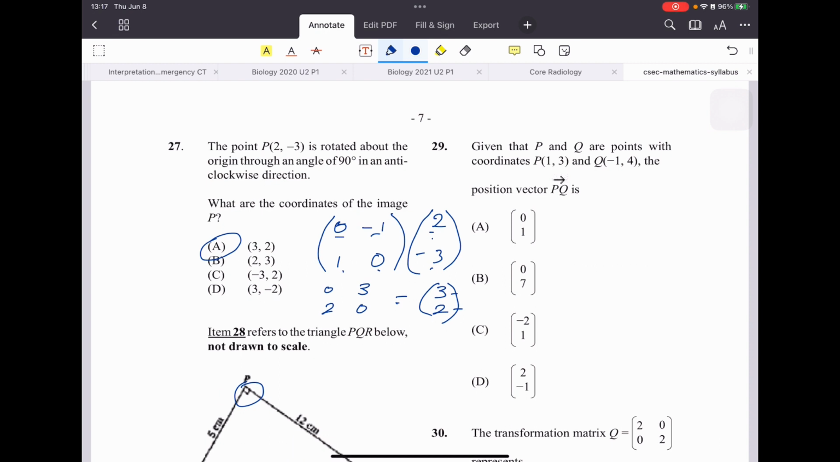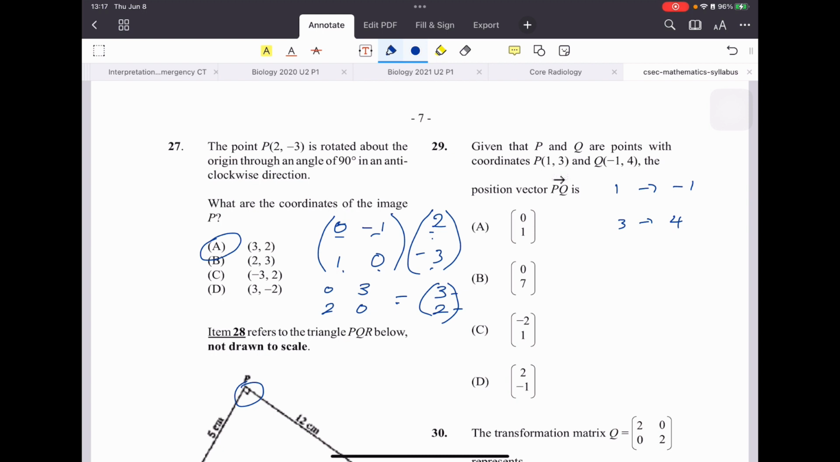Alright. Given that P and Q are points where the coordinates (1, 3) is P and (-1, 4) is Q, then the position vector PQ. So essentially they are asking you, how did you go from P (1, 3) to Q (-1, 4)? So simple. How did you go from 1 to -1, and how did you go from 3 to 4?